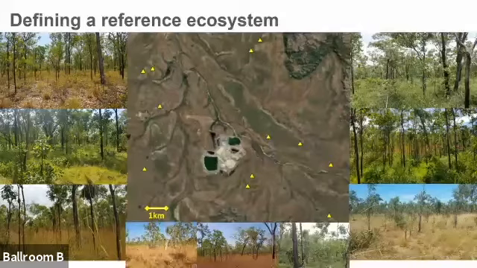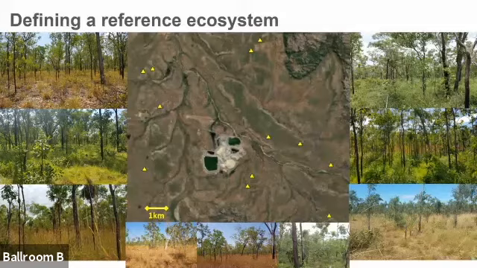So here's just a map overview of the mine and disturbed footprint and that surrounding reference ecosystem. It's bisected by riparian areas and creek lines, but in between those areas are general savanna woodlands. Here's just some quick snapshots taken from those sites. That's what savanna woodland looks like in and around Ranger.